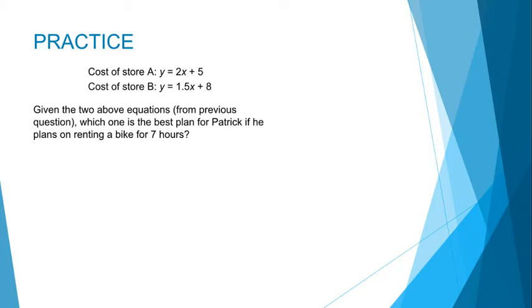So now since I know it's at 7 hours, I'm going to draw my line up at 7 hours. And then the one that I come into contact with first is the one I would want. So since I come into contact with shop B first, shop B is the better plan for Patrick. Now, if you were doing this by hand, remember you just plug 7 into each of your equations and then you would get an answer.